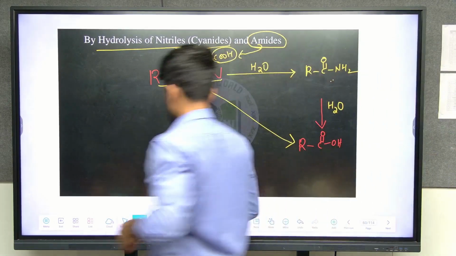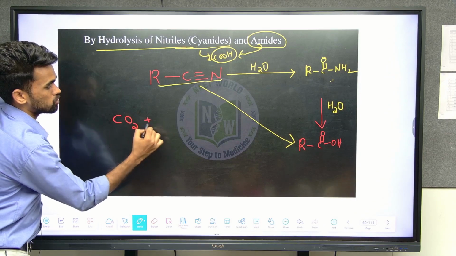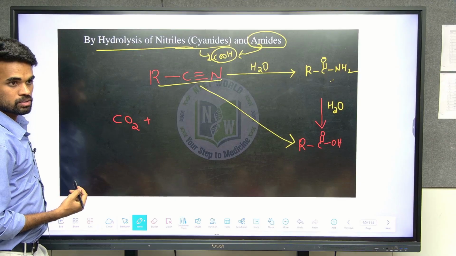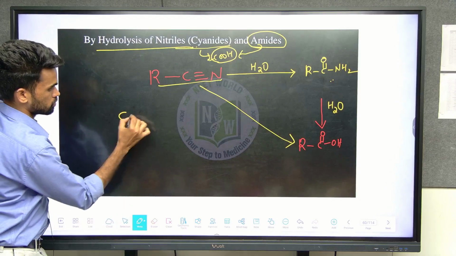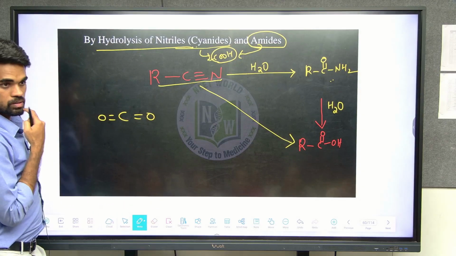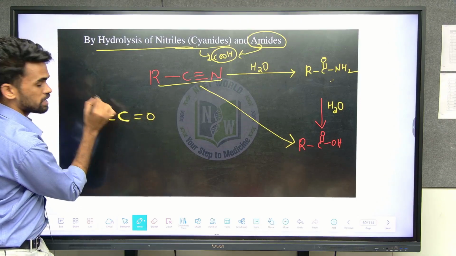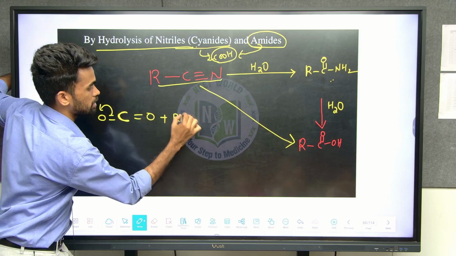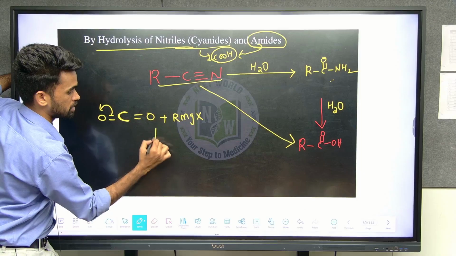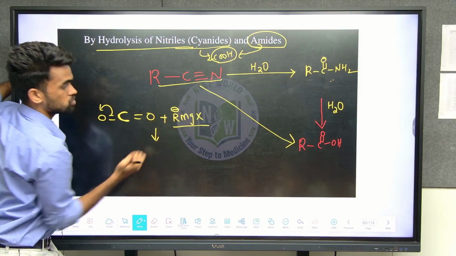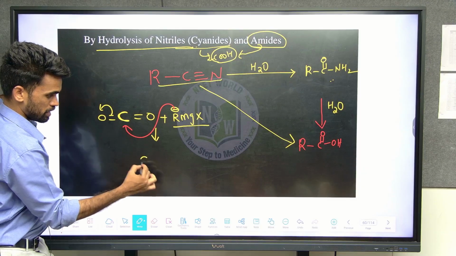Okay. Next one. CO2. Tell me, is the carbon of CO2 an electrophile or a nucleophile? Electrophilic, because this bond is taken by oxygen. Now treating this with Grignard reagent, tell me what is the product formed? What about the Grignard reagent's nature, nucleophilic or electrophilic? So where will it go now?